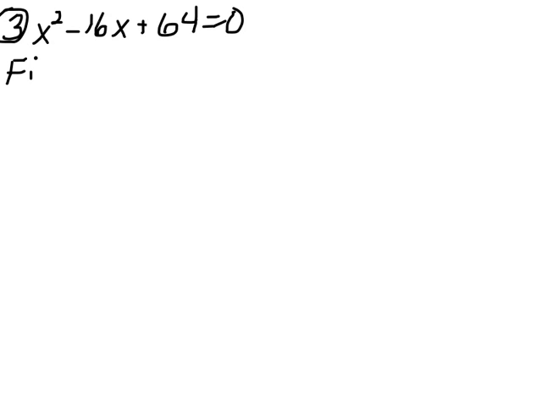Okay, so let's look at number 3. The problem is x squared minus 16x plus 64 is equal to 0. So let's find our x-intercepts first. That's one of the things I have to do. I can find my x-intercepts by solving, and that means I can either use the quadratic formula or I can factor.